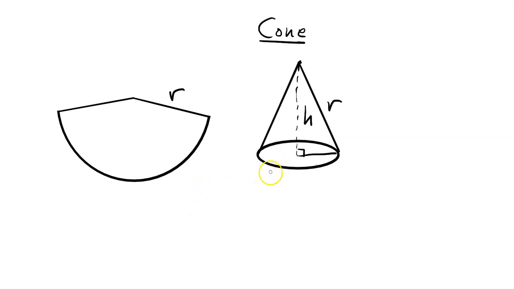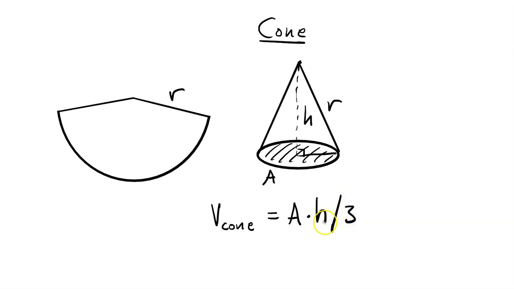But the cone is similar to a pyramid, so the volume of a cone is also given by the same formula: the bottom base area times the height divided by 3. So that's the same formula for that.